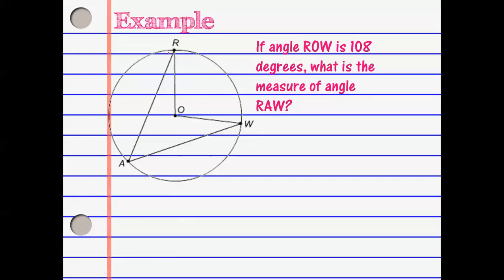Here it says if angle ROW is 108 degrees, what is the measure of angle RAW? Okay, well, this is that corollary we talked about, right? If two angles are inscribed and they're with the same intercepted arc, they're going to be the same. So if you look here, ROW has the intercepted arc of RW, and RAW also has the same intercepted arc. So we also know that this is 180 degrees.